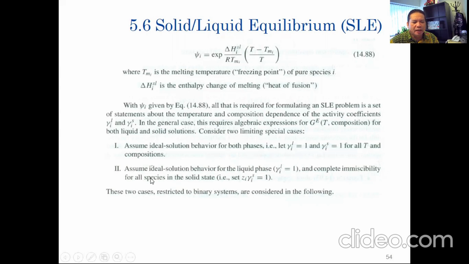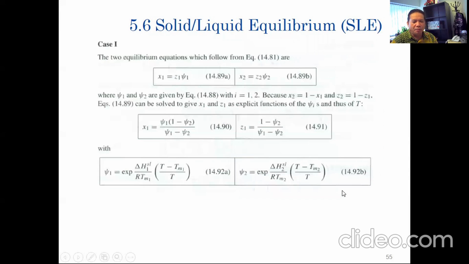The second one is ideal solution behavior for the liquid phase, where gamma_i in liquid form is equal to 1, and complete immiscibility in the solid. Immiscibility means that it does not dilute, so it doesn't mix well. For these two cases restricted to binary systems, consider the following. In the first case, x1 can be written in this form and x2 in this form here, and then we can solve for both x1 and z1, because of this.